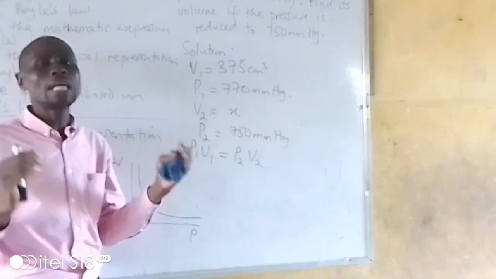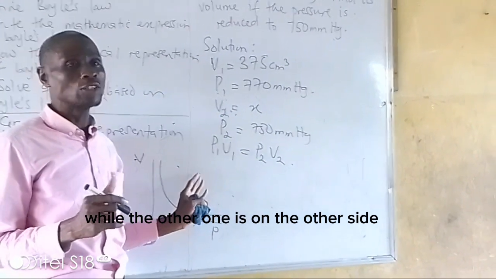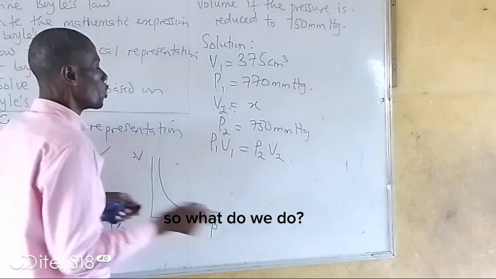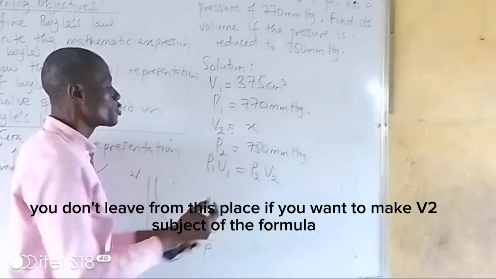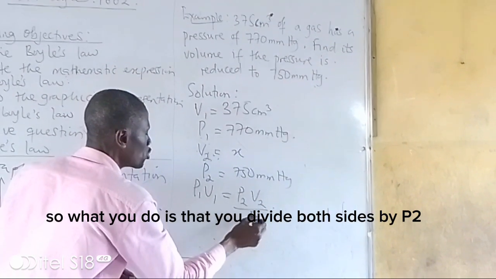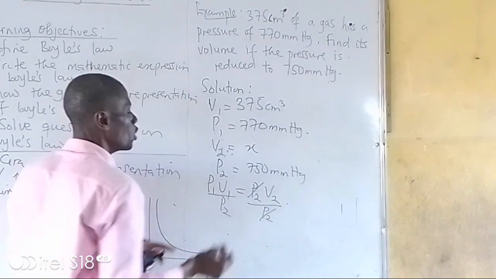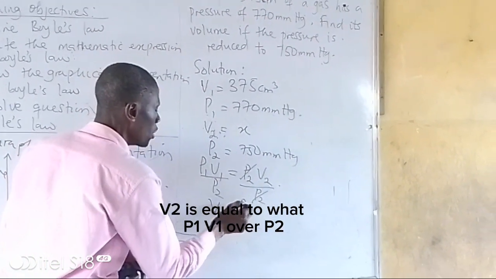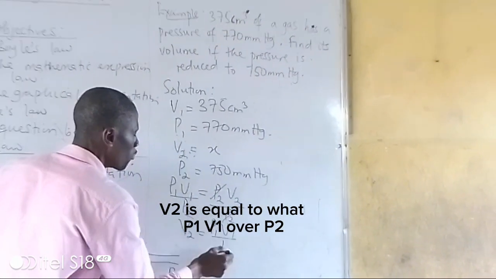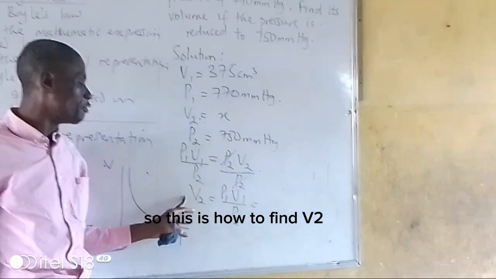What do you mean by that? That means that our V2 will stand alone on one side, while the other terms are on the other side. We want to make V2 the subject of the formula, so we divide this side by P2. P2 will cancel out P2, leaving us with V2. V2 is equal to P1 V1 over P2. So this is how to find V2.